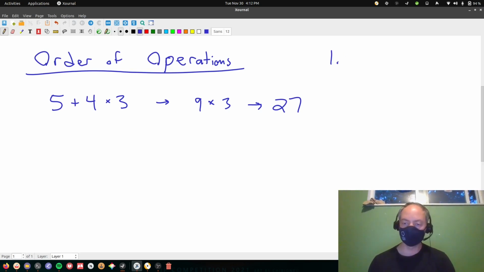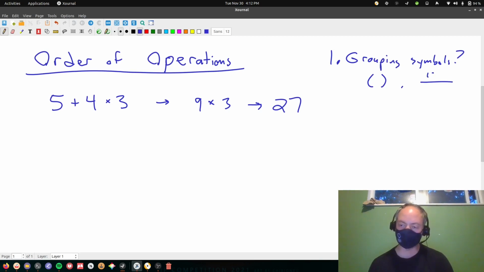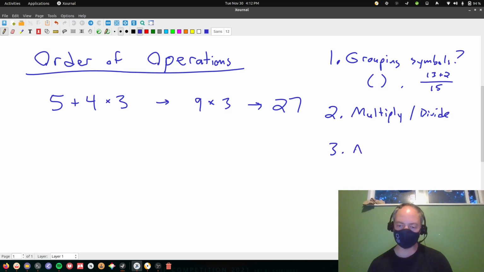The rule is step one, do you have any kind of grouping symbols, like brackets or something? So like brackets, or sometimes a big fraction line can be like that. Someday you might see something like this and be like, what's this big weird fraction thing? And then second thing is, do you multiply or divide? Oh, and this is the order of which things happen first, okay? And then the third one is add or subtract. So here's the magical rules.